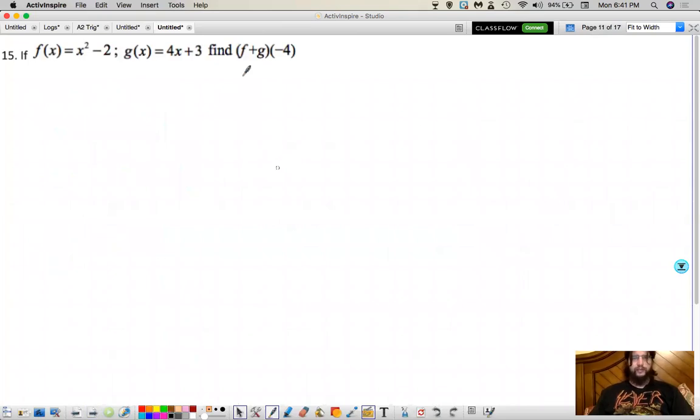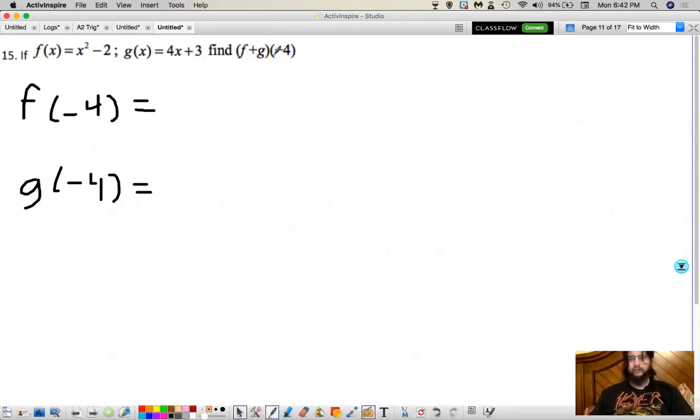Composition, oh no, wait, sorry. f plus g of -4. Okay, super quick and easy. f of -4 is what? g of -4 is what? We're plugging a number in here, so it's super easy. Just evaluate each one. Plug it in, that's 16 minus 2 is 14. -12 plus 3 is -9. Then we're going to add that together. 14 plus -9, that's 5. Done.